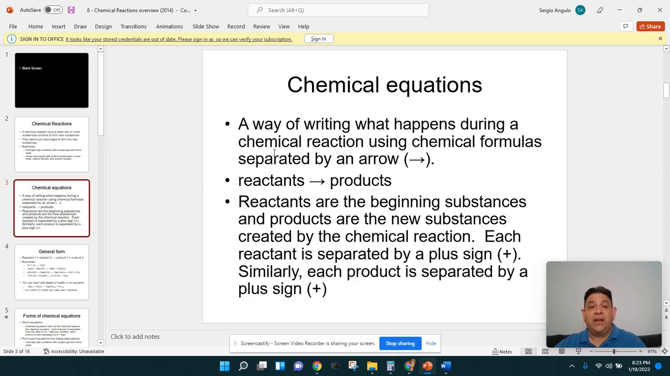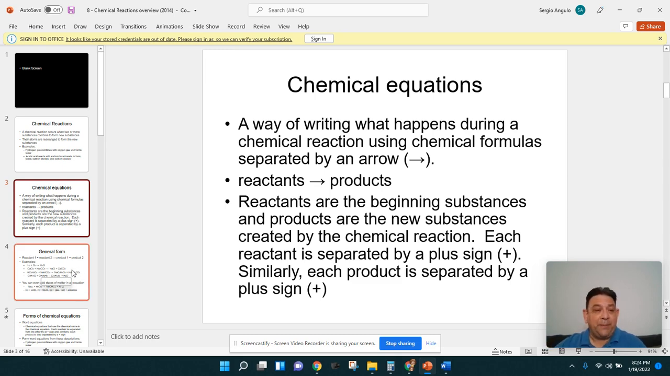We use chemical formulas of the substances separated by an arrow. On the left of the arrow, we have the reactants. Reactants are the beginning substances. That's what you start off with. On the right of the arrow, you put the products. They are the new substances that were created by the chemical reaction. When there's more than one reactant, we separate each one by a plus sign. Similarly, when there's more than one product, we separate them by a plus sign.